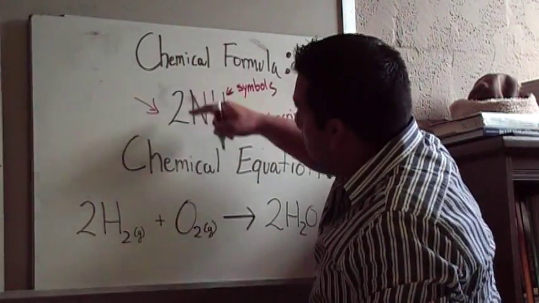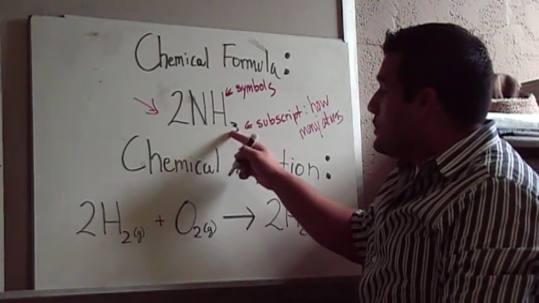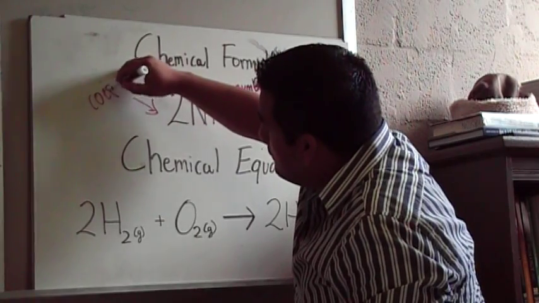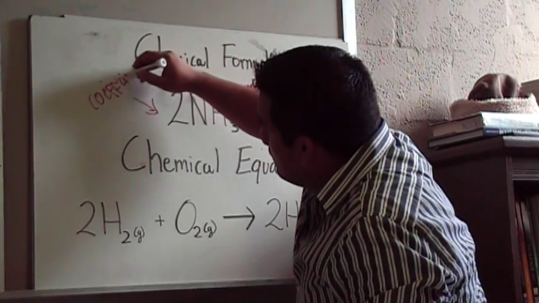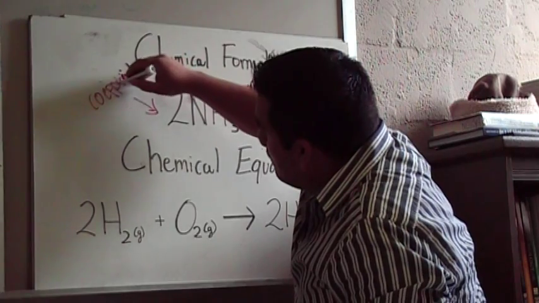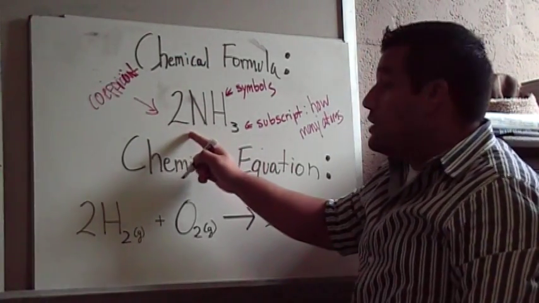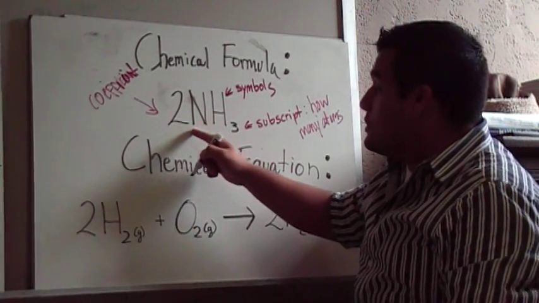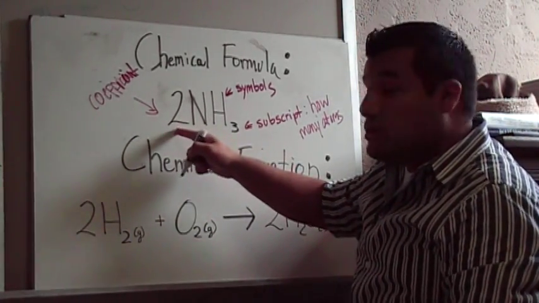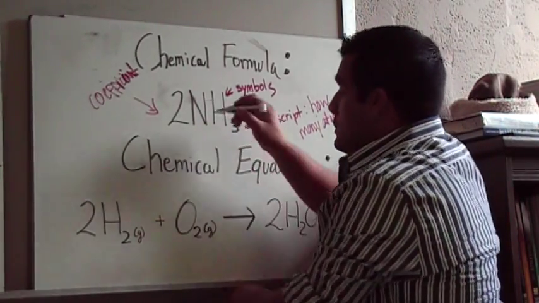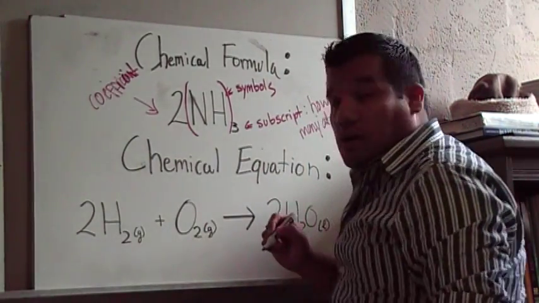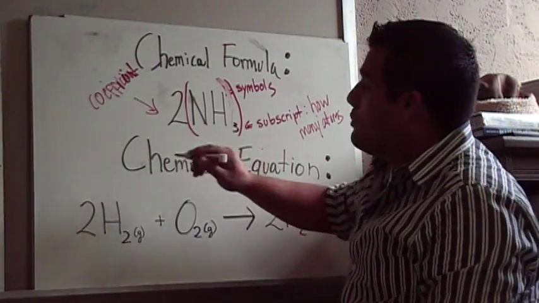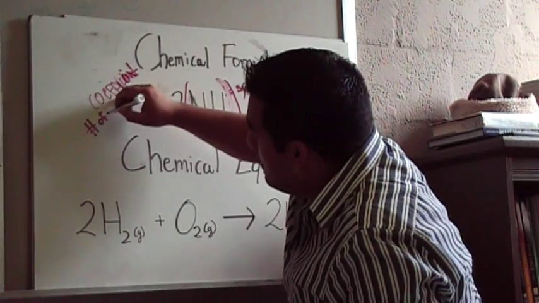The subscript is always small and under the letters. The large number is always in front, and is a coefficient. It tells us the number of molecules. So the subscript tells us the number of atoms, and the coefficient tells us the number of molecules. So there are 2 NH3 molecules. This is 1 molecule, sorry, 1 molecule of ammonia.